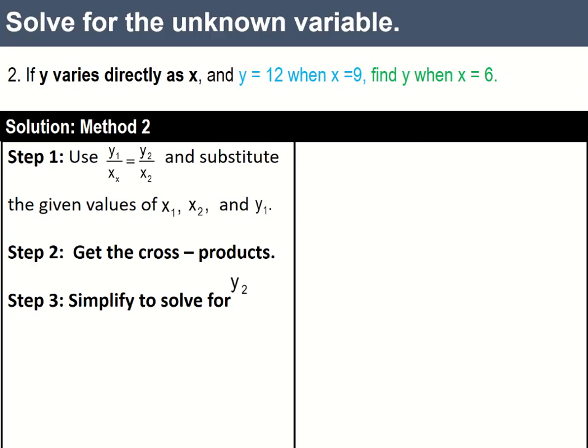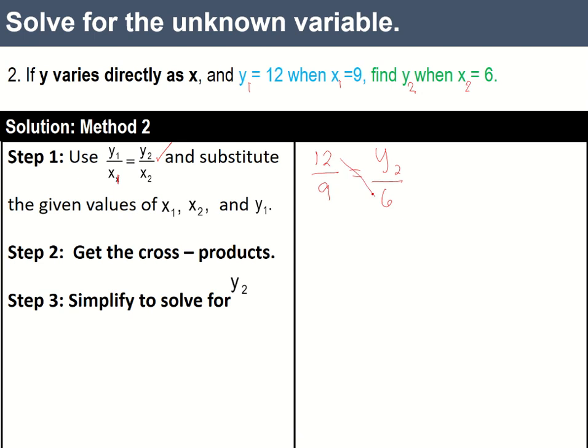Say we let this one be our x sub 1. This is our y sub 1. This is our y sub 2. And this is our x sub 2. So we'll not be confused. Let's make use of this equation. You can try other equations also. We have y sub 1, which is 12, over x sub 1, which is equal to 9, equals y sub 2, which is unknown, over x sub 2, which is 6.